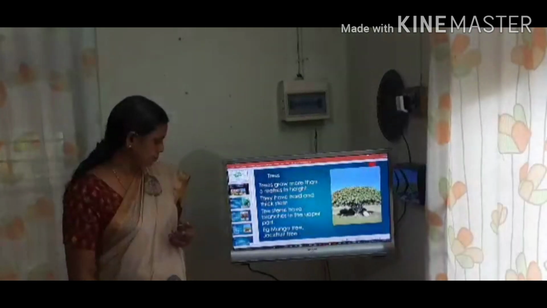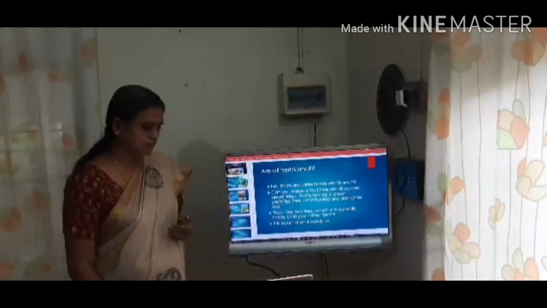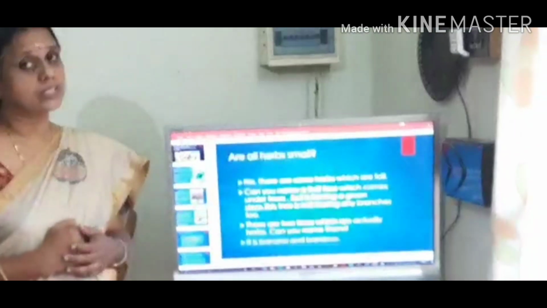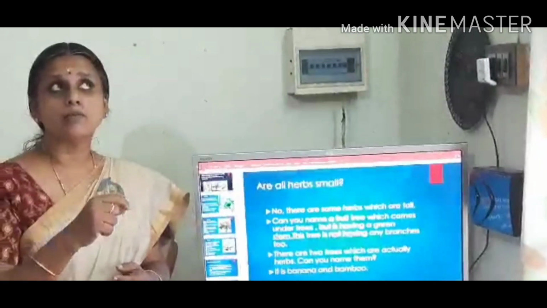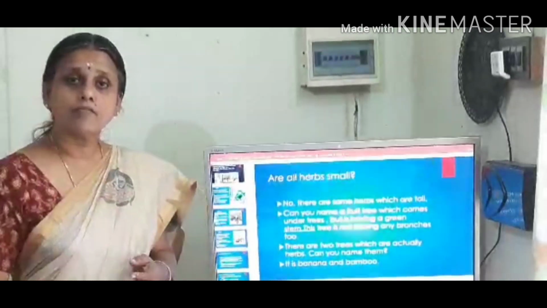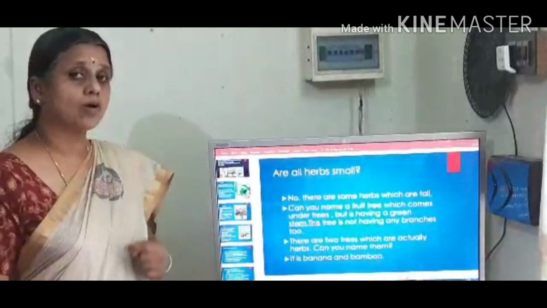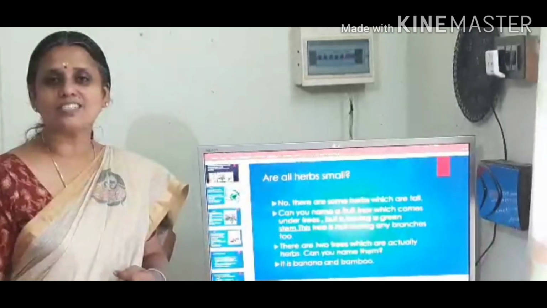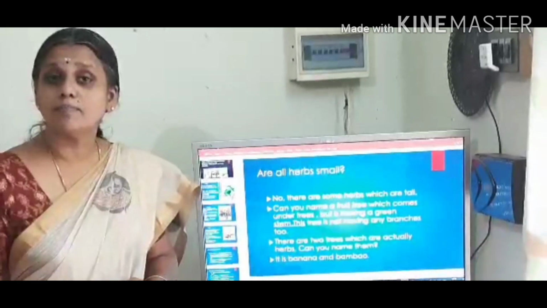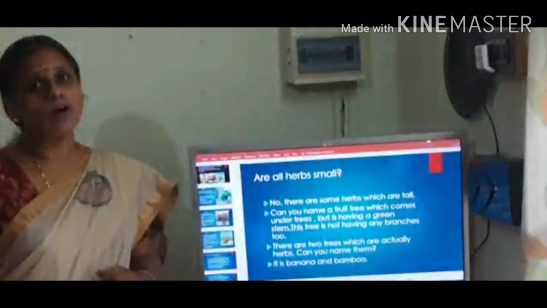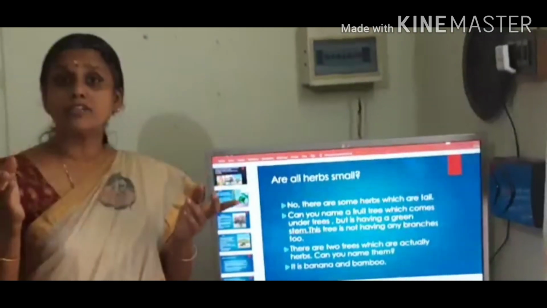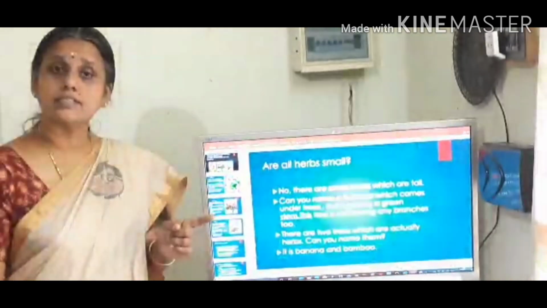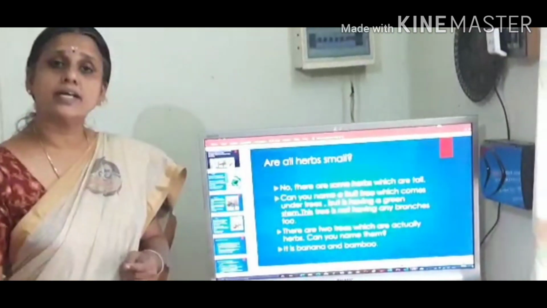Now we'll see this. Here we have, are all herbs small? You can ask me a question. You will have doubts. Some of you will be knowing. Can you name a herb which grows very tall? Yes, very good. You know it. It's a bamboo. It grows very tall and yet it's not having branches. So it's growing very tall, and it's coming under a herb.